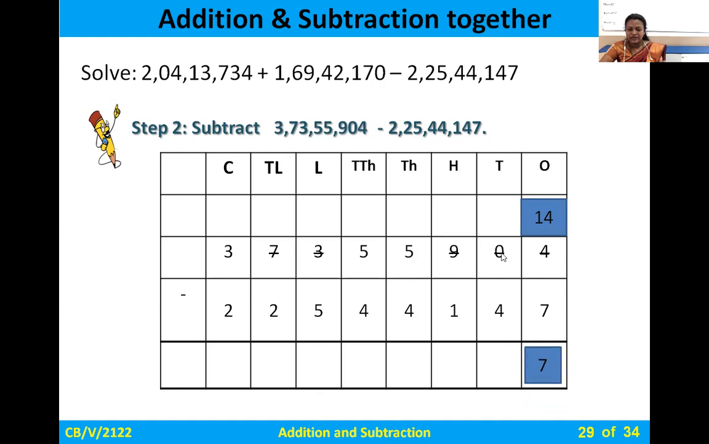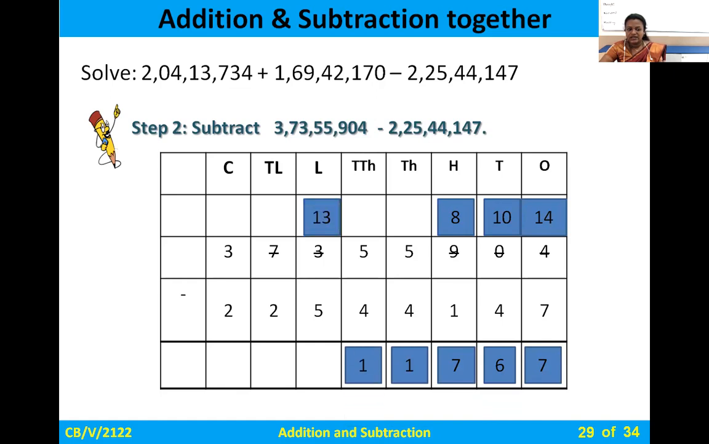14 minus 7 is 7. 0 has already been borrowed from, so we have 10 minus 4, that is 6. And the next, 8 minus 1 is 7. 5 minus 4 is 1. 3 minus 5 cannot be done, so we have to borrow. 13 minus 5 is 8. And since it is borrowed, 7 would have been reduced to 6. So 6 minus 2 is 4. Again, we have 3 minus 2, that's 1.